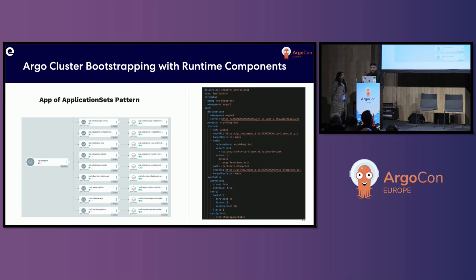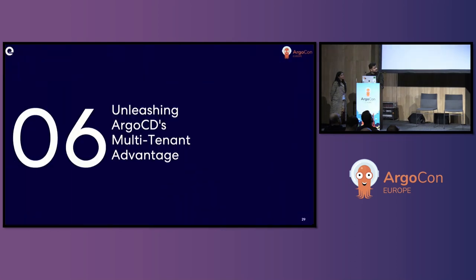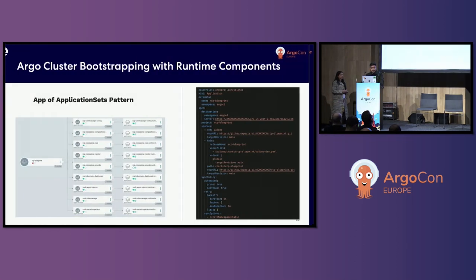For this, we can create a single app of application set pattern. Here, one application will be holding all other application sets within itself. Once we deploy one application set, it will eventually create application sets, and these application sets will create the applications in turn, and they will eventually get deployed in the target clusters. That's it for the app of application set pattern.